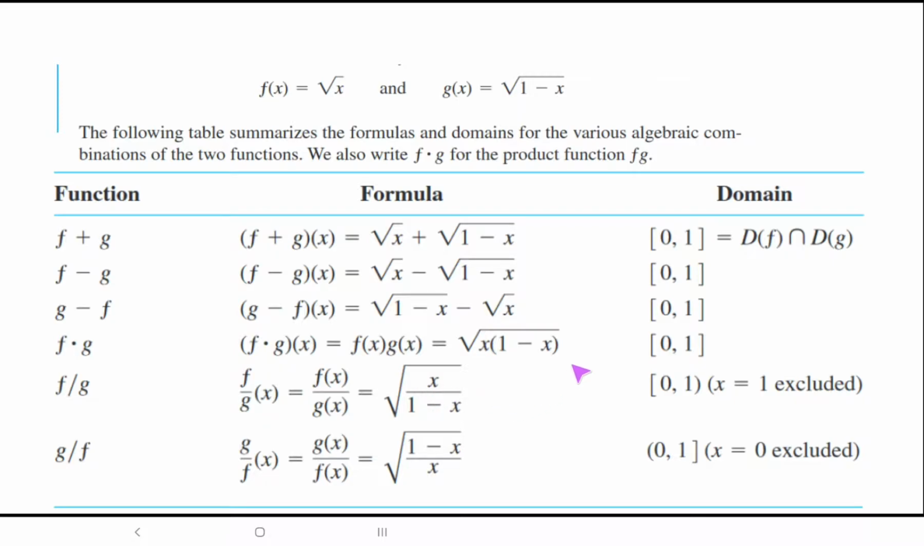Bakit? Kasi when x is equal to 1, magsi-0 yung denominator natin, which is not possible. Okay, so kaya instead of using a square bracket, we use an open bracket. Okay? And then for the case of g divided by f, okay, we get the square root of 1 minus x all over the square root of x. And again, dito naman magsi-0 siya when x is equal to 0. So we exclude 0 from the domain. Pero si 1 kasama na, no? Okay?